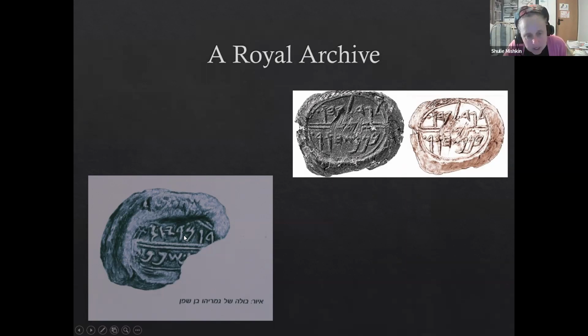And one of the names that was discovered here, and you can see it in the nice ancient Hebrew letters, is a guy named Gemariyahu ben Shaphan. He was the scribe to one of the last kings of Judah, King Jehoiakim. And this is his seal.